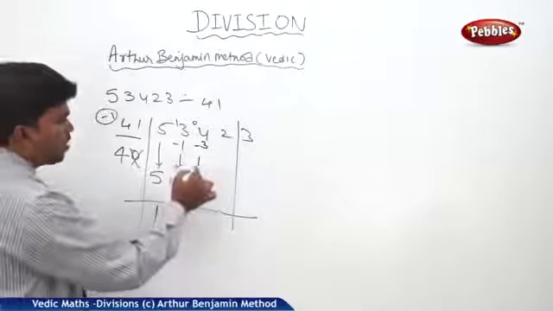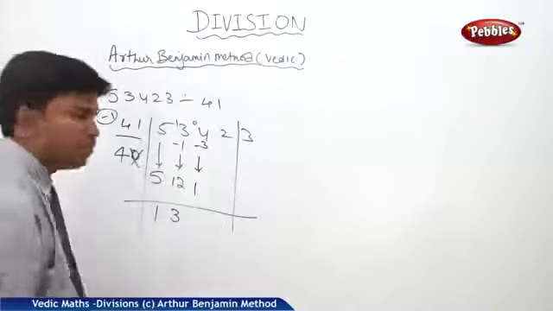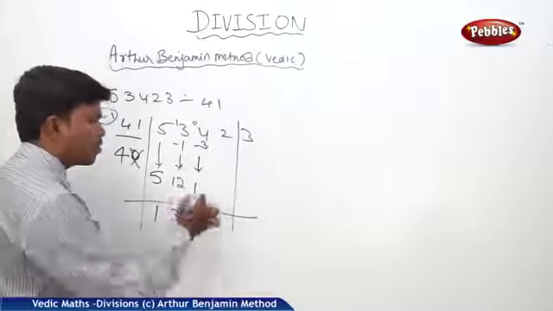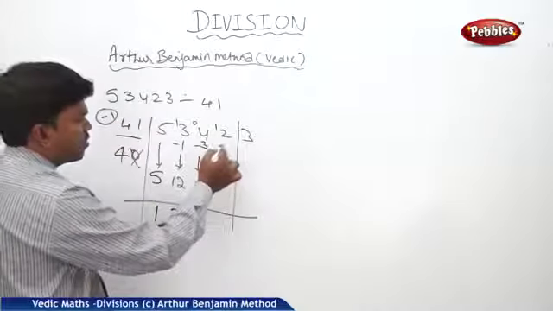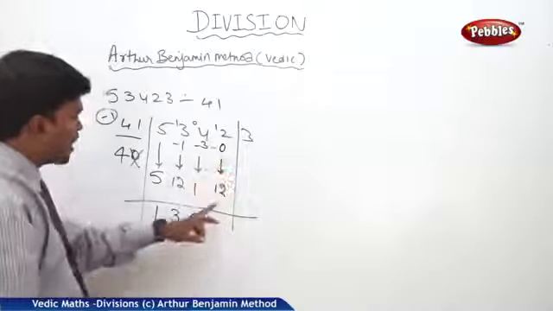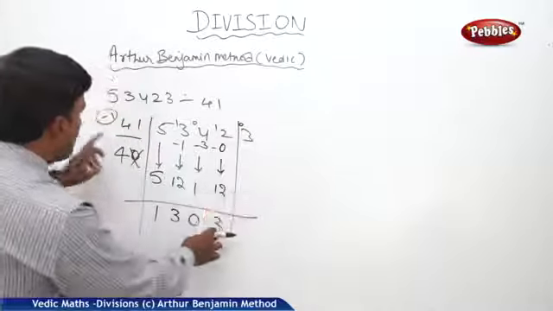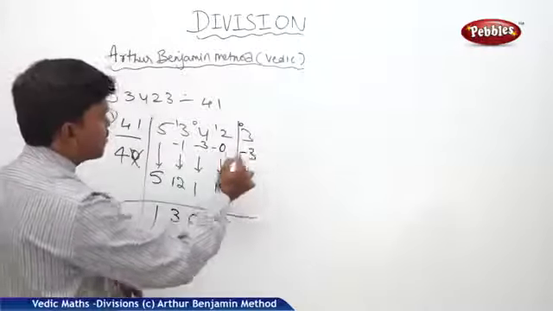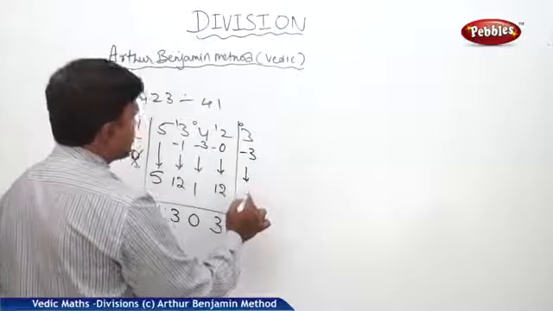4 minus 3 is how much? 1. So 4, how many times it goes in 1? No. So 0 times. 4 0 0, remainder 1. 0 into minus 1, 0. So 12 minus 0, 12. So again how many times? 4 3s are 12. Remainder 0. 3 into minus 1, minus 3. So 3 minus 3, how much? 0.